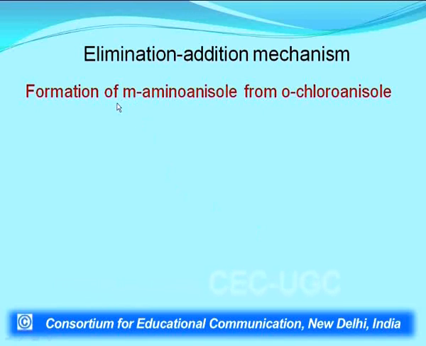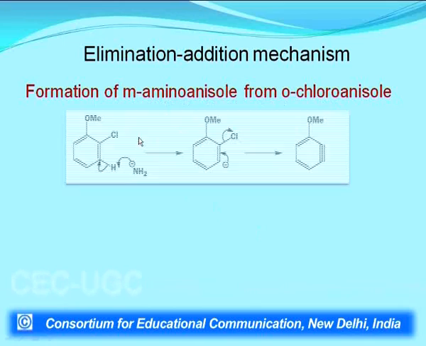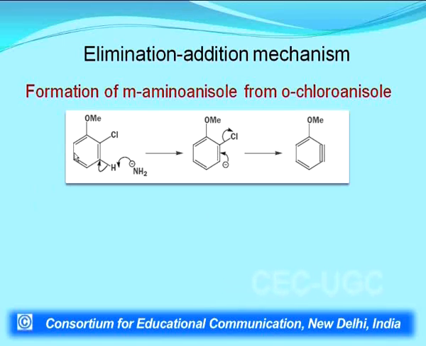Now, formation of meta-aminoanisole from ortho-chloroanisole. I said that this is also one observation. How do we explain this? This is ortho-chloroanisole. Now, amide will capture the hydrogen which is next to this halogen. First an anion will be formed here. This will form benzyne here by the loss of chlorine. So, we get this benzyne.